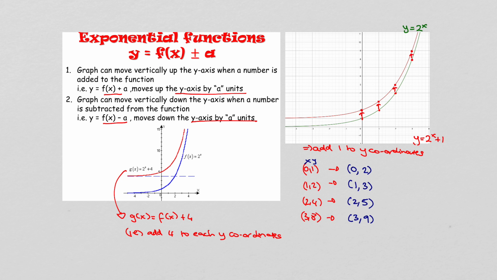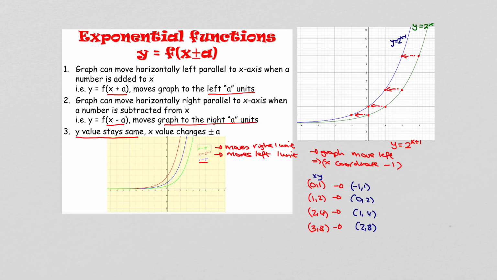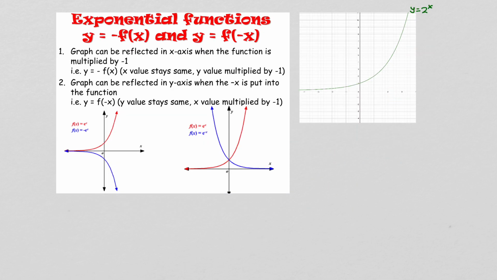And I forgot to label that one actually. So the red is y equals 2x plus 1. Okay, so the third transformation then is where we're going to get a reflection in the x-axis and the y-axis.